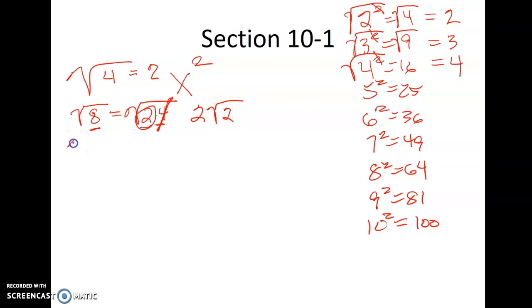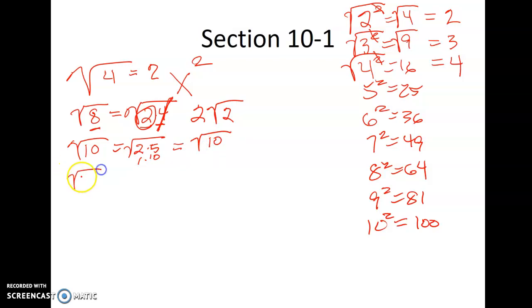Let's take a look at the square root of 10. We have the factors of 2 and 5. And unfortunately, among 1, 2, 5 and 10, none of those are perfect squares. So it is considered simplified. So we can't do anything with it.